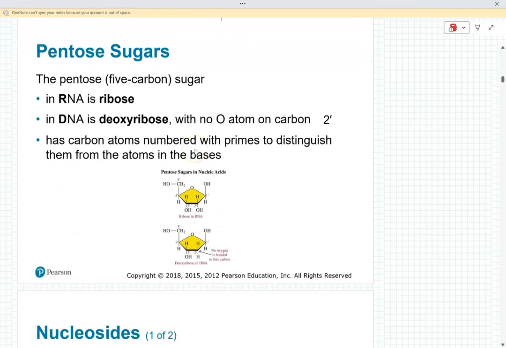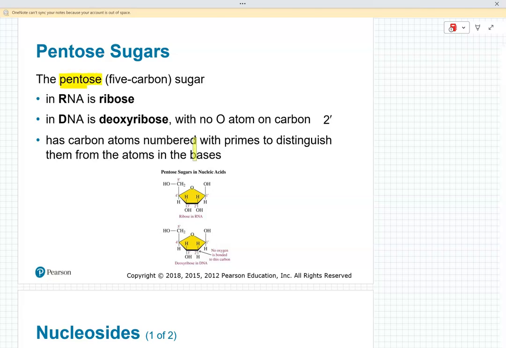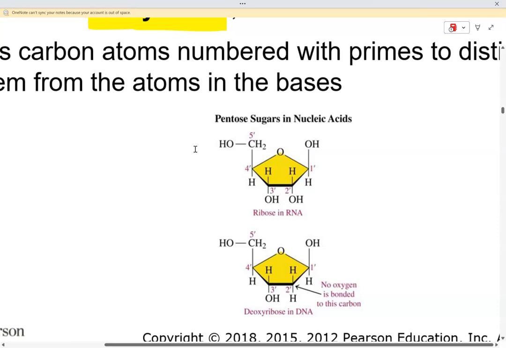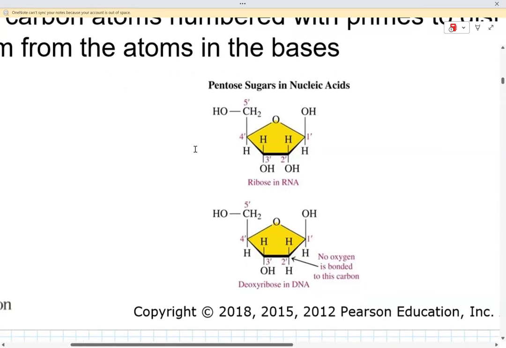The sugar, pentose, because it has 5 carbons, differs between DNA and RNA. The sugar in RNA is ribose. The sugar in DNA is deoxyribose. Let's take a closer look at what makes these 2 sugars different.